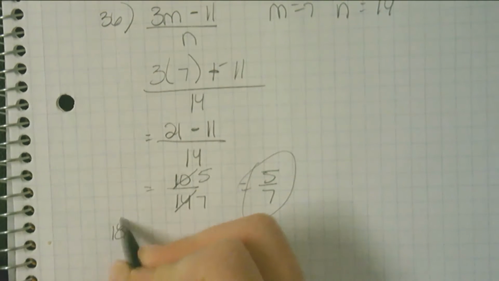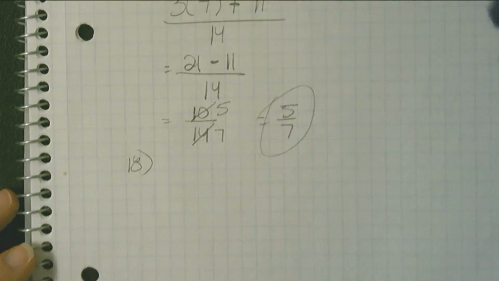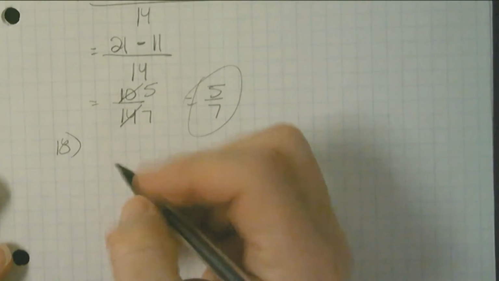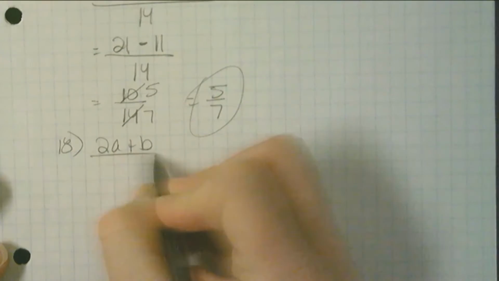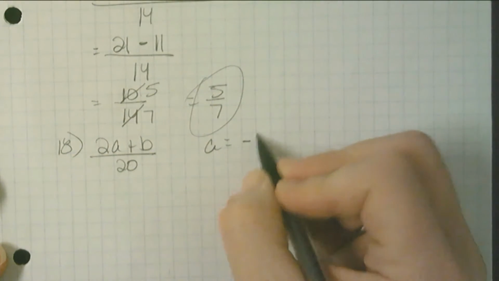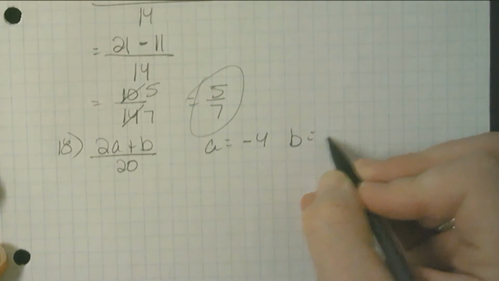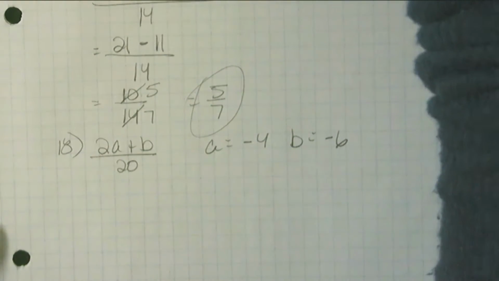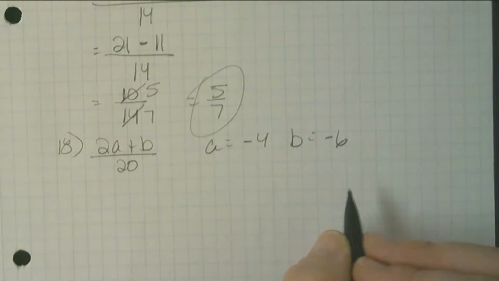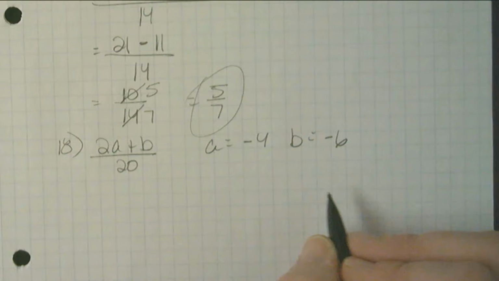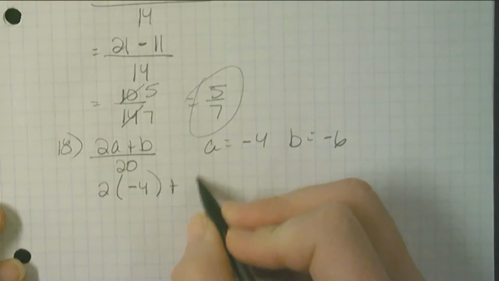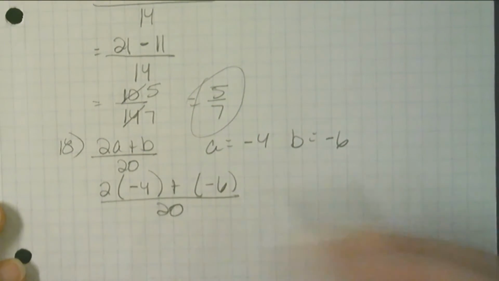18. Excellent. So if I take a look at 18, 18 said my expression is 2 times A plus B divided by 20. And A is going to be equal to negative 4 and B is going to be equal to negative 6. Is this the problem you're talking about? Awesome. All right. So here I would definitely use parentheses to put your values in, but particularly your negative numbers. So 2 times negative 4 plus negative 6 divided by 20.